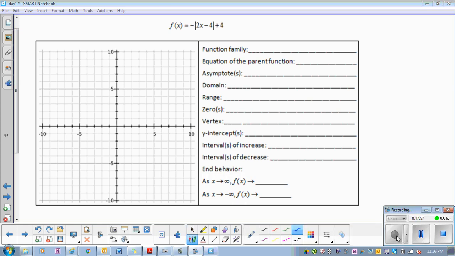All right. Function family. What is the equation of this parent function? Y equals the absolute value of x. So good. Now, do absolute value graphs have an asymptote? No. All right. What is the domain? What are we seeing here? What is this pattern? Absolute value graphs seem to have a domain of what?